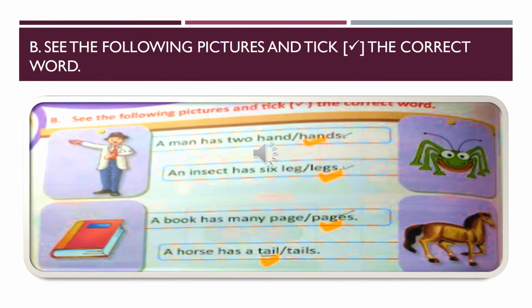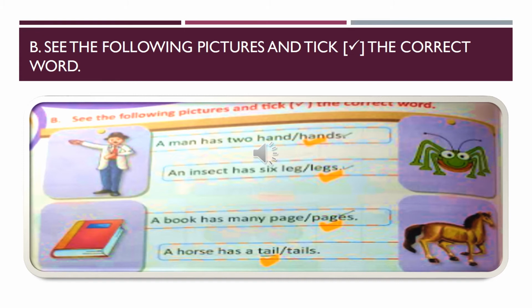Exercise B. See the following pictures and tick the correct word. For every picture, two options are given. We have to tick the correct one. So let's start the exercises. In the first one, a man is standing. So the sentence is, a man has two hands. Two means it's plural, so we will tick hands.